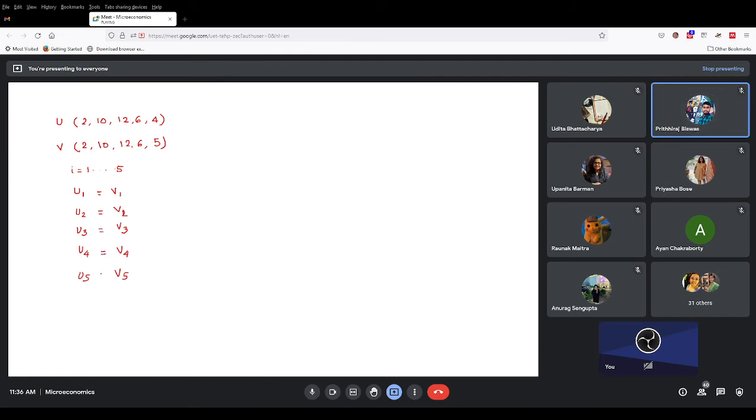Then less than. So you are writing down 5 conditions. Based on this information, how will you write this? Less than or equal to. Yes sir, I have understood now.